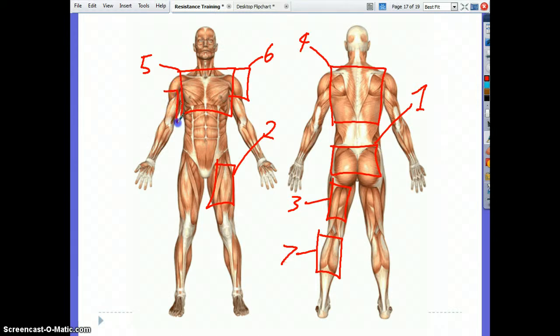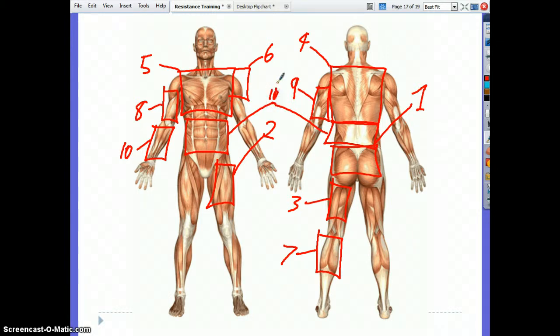Biceps come in at 8. Triceps come in at 9. Forearms come in at 10. And finally, to finish off, we use the core, and that is 11.